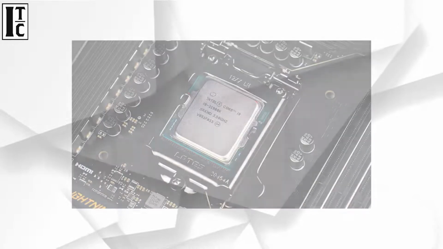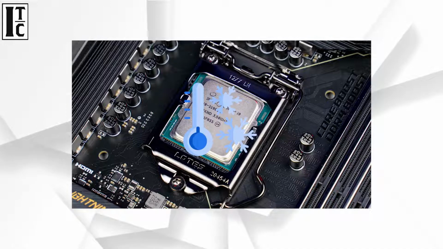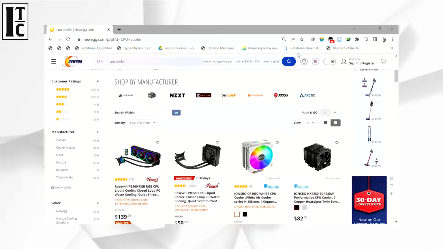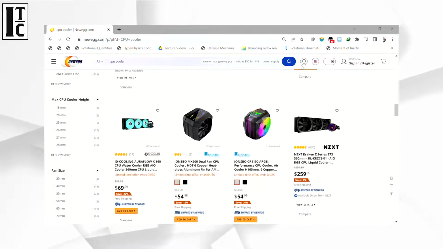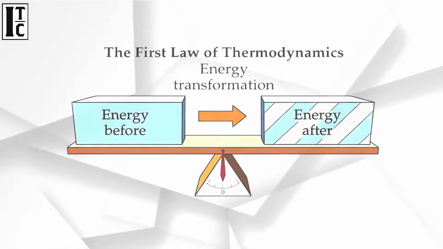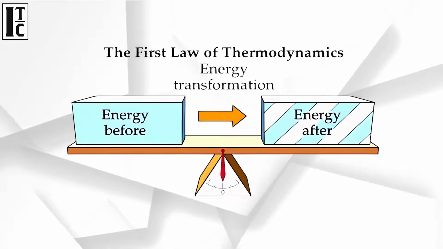In order to maintain a CPU's full performance, it is especially important to have a sufficient cooling solution for your CPU. In this video, we'll be going over the physics behind major types of coolers that you can buy on the market. To understand how coolers work, you have to know the first law of thermodynamics, that energy can neither be created nor be destroyed.